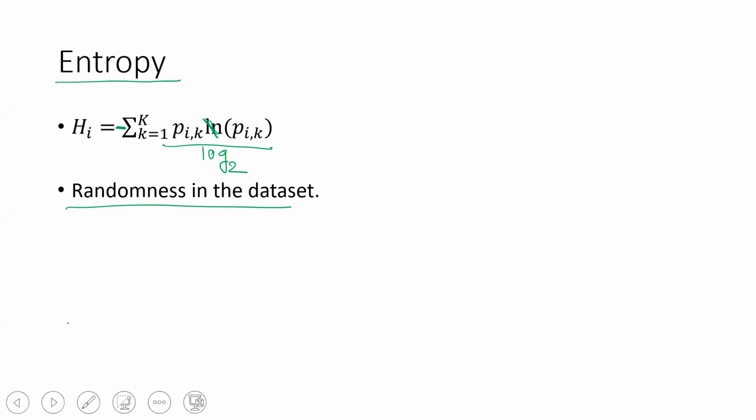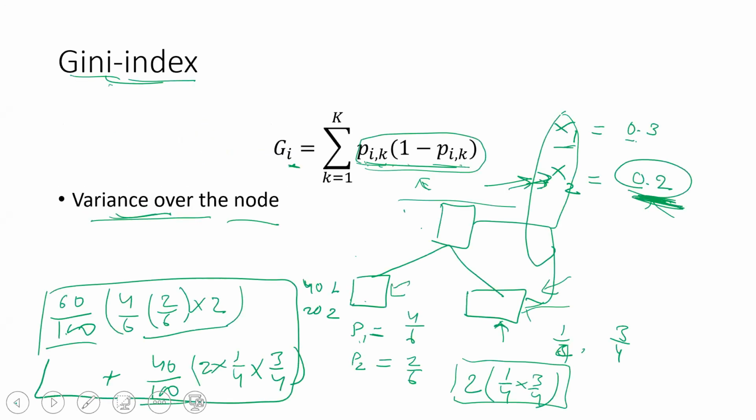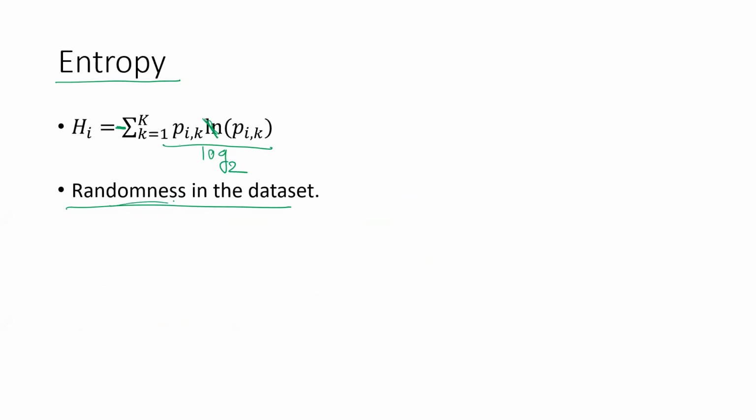Similarly, in the same manner as you found the Gini index, the same procedure is used, but the expression has changed. If you are asked for the entropy of this node, you just give this expression. And if you are asked for the entropy of the split, then you take the weighted sum of the children. Again this should be minimum because it captures the randomness.